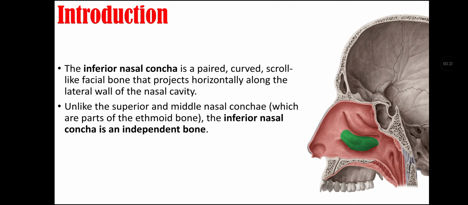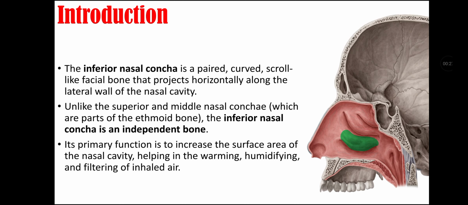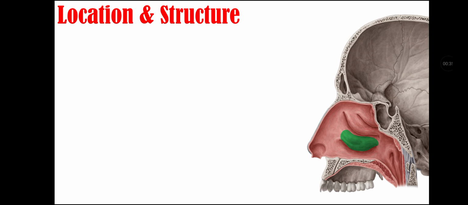Unlike the superior and middle nasal conchae, which are parts of ethmoid bone, inferior nasal concha is an independent bone. Its primary function is to increase the surface area of nasal cavity, helping in warming, humidifying, and filtering of inhaled air.